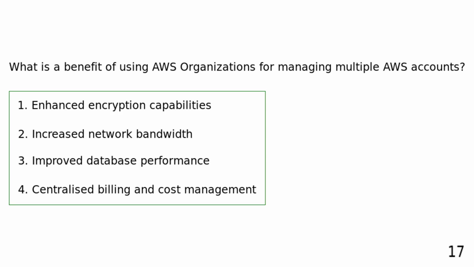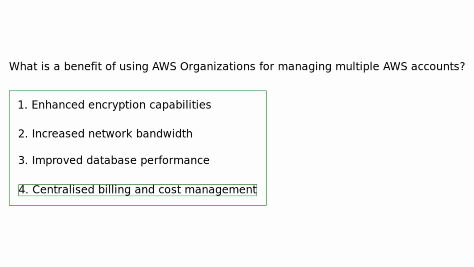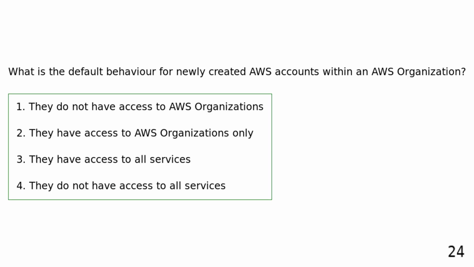Enhanced encryption capabilities. Increased network bandwidth. Improved database performance. Centralized billing and cost management. AWS Organizations provides centralized billing and cost management, making it easier to track and control costs across multiple AWS accounts. What is the default behavior for newly created AWS accounts within an AWS organization?